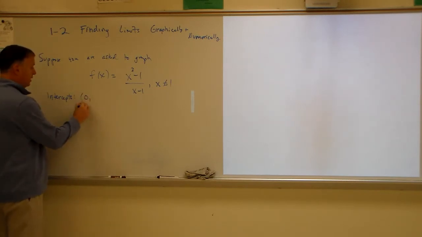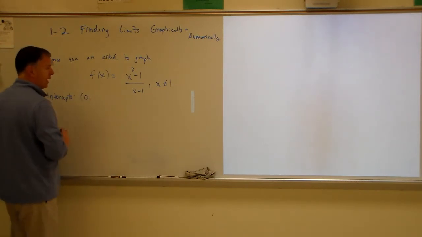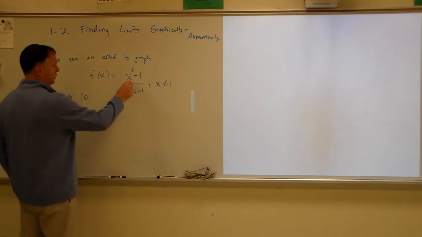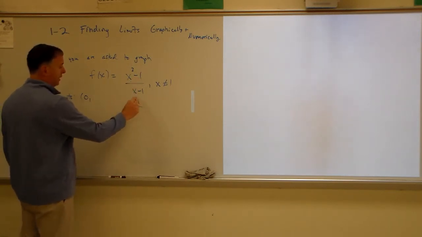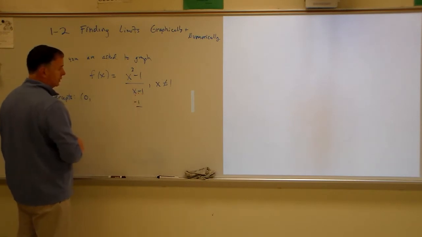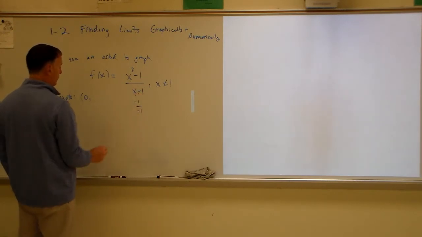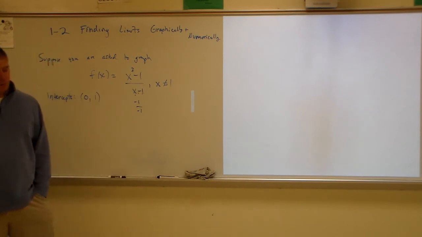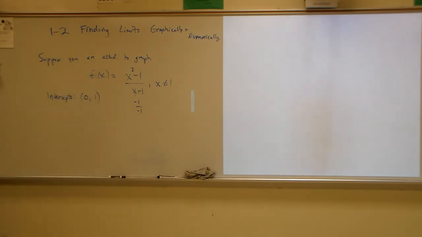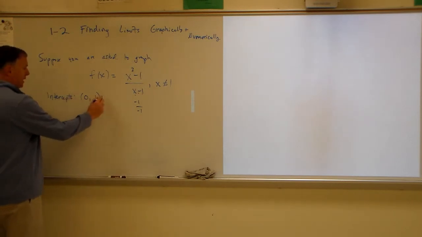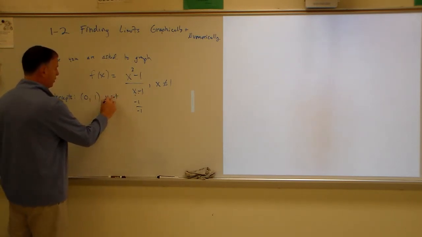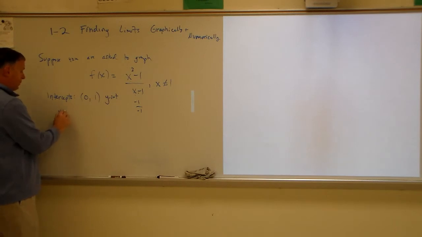If I plug a 0 in for x, on the top I get -1, and on the bottom I get -1. So it looks like I get 0, 1 for my y-intercept. Now I want to find my x-intercept.